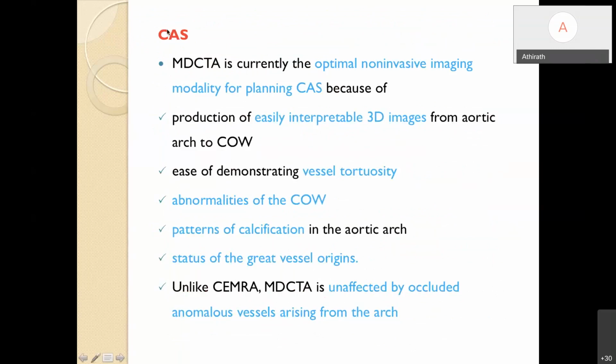First surgical intervention, carotid artery stenting. CT is the optimal non-invasive imaging modality for planning CAS because of its production of easily interpretable 3D images from aortic arch to circle of Willis, ease of demonstrating vessel tortuosities, abnormalities of the circle of Willis, and it helps us know about the patterns of calcification in the aortic arch, and the status of the great vessel origins. Unlike MRI, CT will also give information about occluded anomalous vessels arising from the aortic arch.